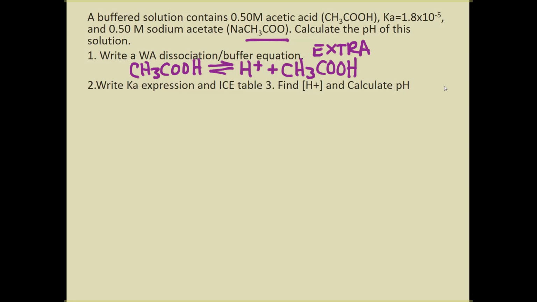And so I'm going to set up an ice chart. I write my equation and I do my ice chart, and let's look at initial values. Initial values, this is 0.5, and it also says that this is 0.5. This is at the beginning where I have all of these. My acid hasn't dissociated yet, so I am going to have 0 of that hydrogen ion. Then let's look at the change. We know that this is going to lose a little bit, and this is going to gain a little bit as it dissociates.